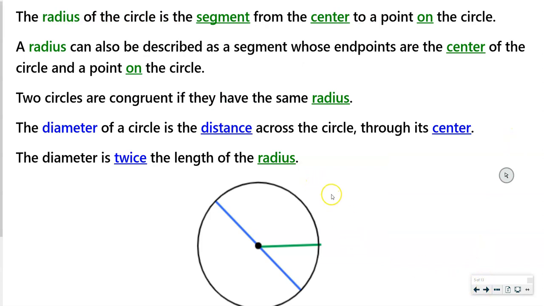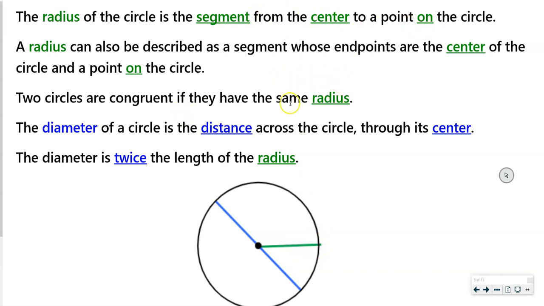All right, then we have the radius of the circle. This is our radius right here. It's in green. It's a segment from the center to a point on the circle, okay? And in this case, we actually have two more radii from this center to that side of the circle and from this center to that side of the circle. So this actually has an image of three different radii in this drawing. A radius can also be described as a segment whose endpoints are the center and a point on the circle. So again, these are your blanks, the underlined words.